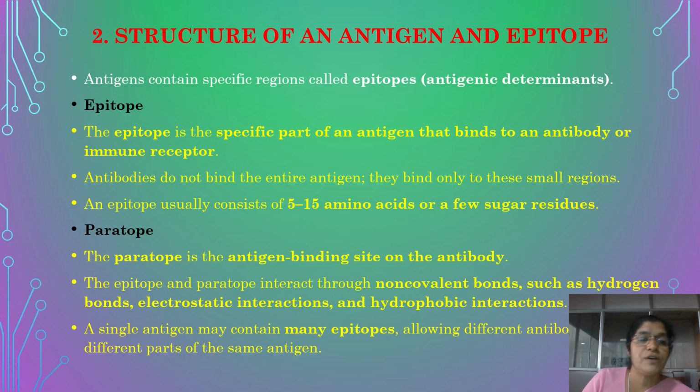Paratope. The paratope is the antigen binding site on the antibody. The epitope and paratope interact through non-covalent bonds such as hydrogen bonds, electrostatic interactions, and hydrophobic interactions. A single antigen may contain many epitopes, allowing different antibodies to attach to different parts of the same antigen.